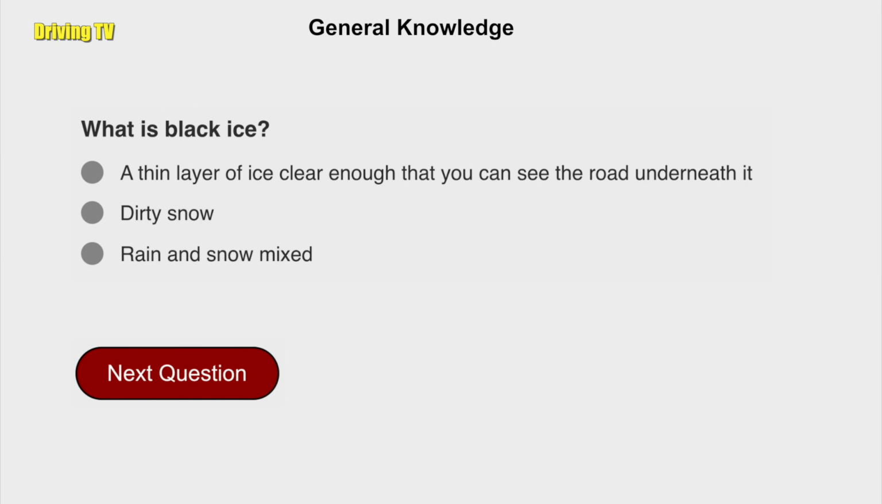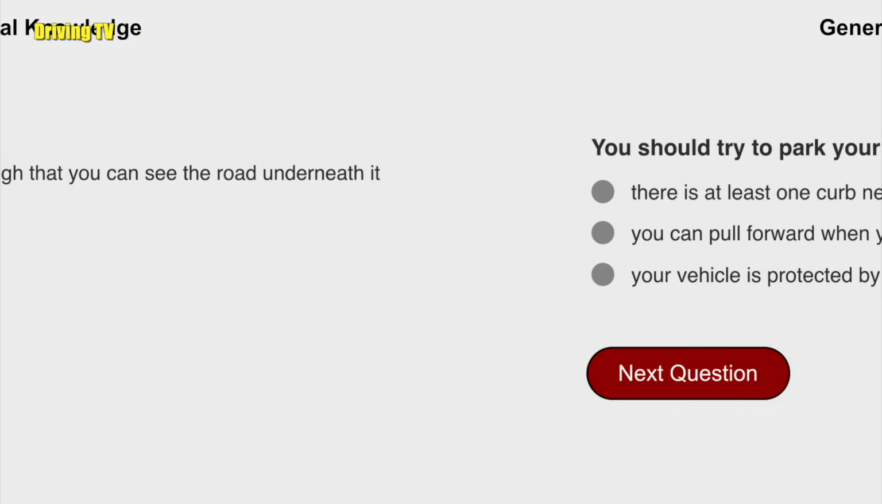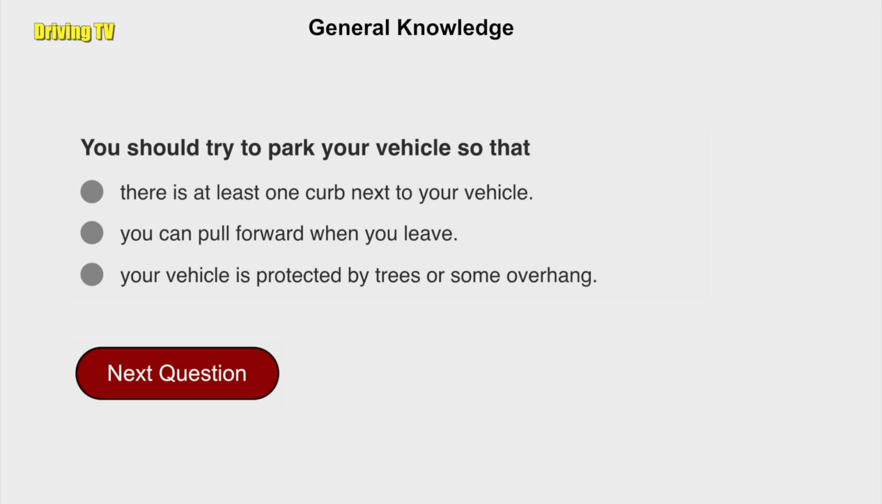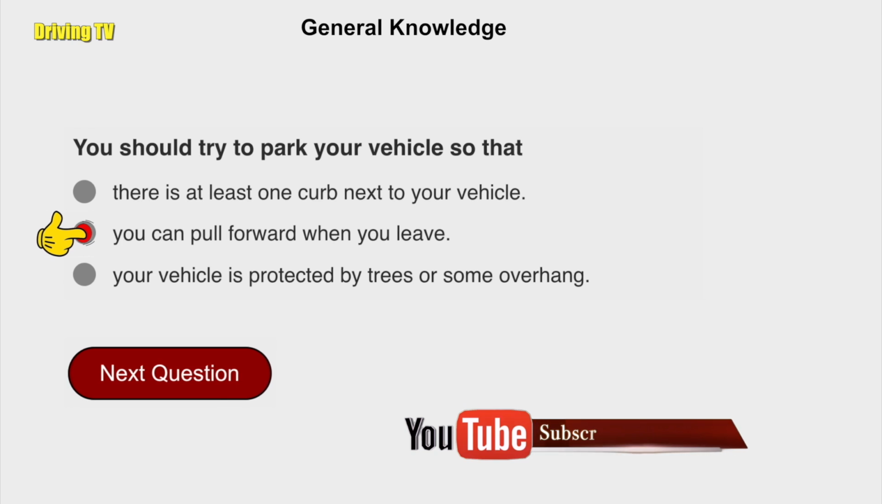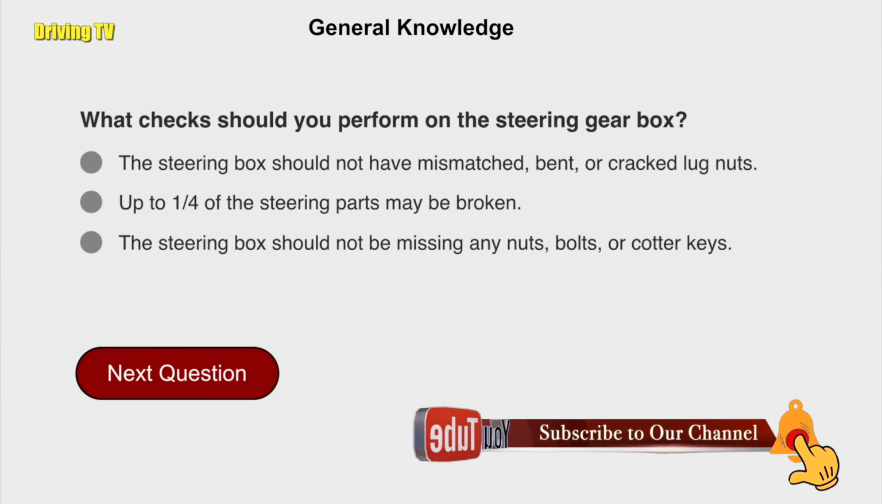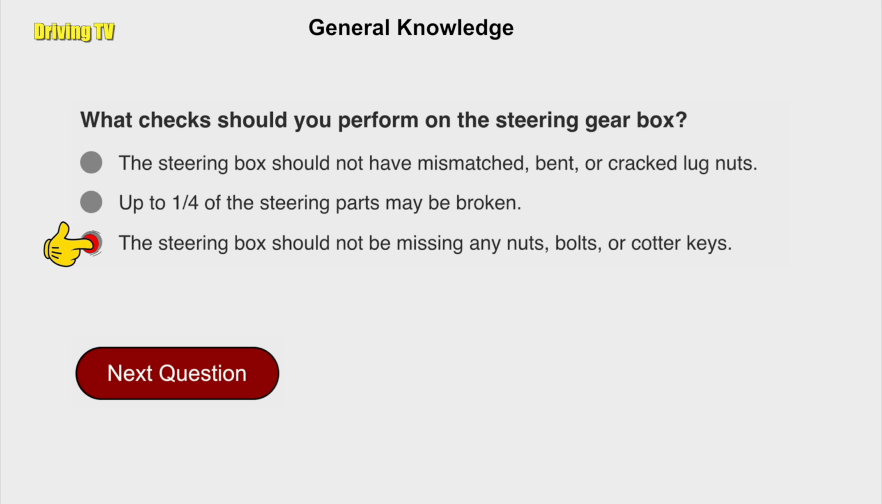What is black ice? A thin layer of ice clear enough that you can see the road underneath it. You should try to park your vehicle so that you can pull forward when you leave. What checks should you perform on the steering gearbox? The steering box should not be missing any nuts, bolts, or cotter keys.